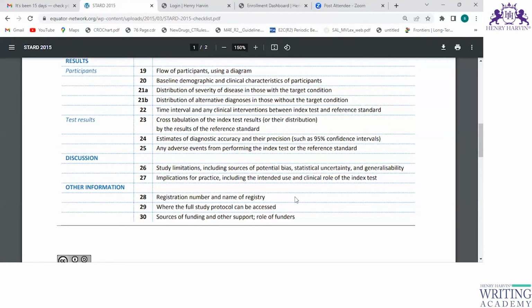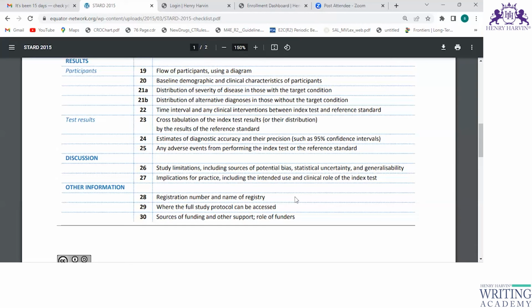Then after that, the discussion, where you have to write about the study limitations. What is the generalizability of the study? What is the strength of the study and the interpretation of the result? And what is the clinical role and intended use of the index test, and how is it beneficial over the other alternative methods which are already available to test a disease?